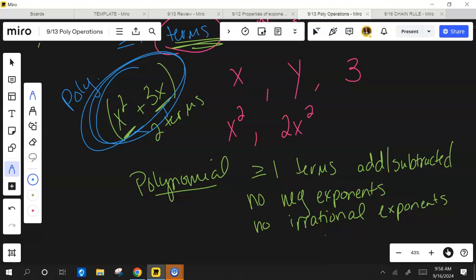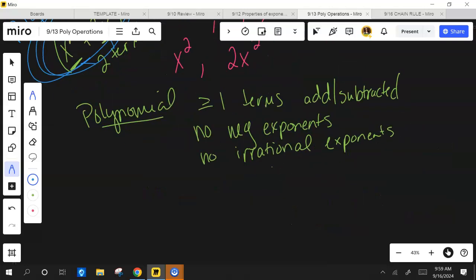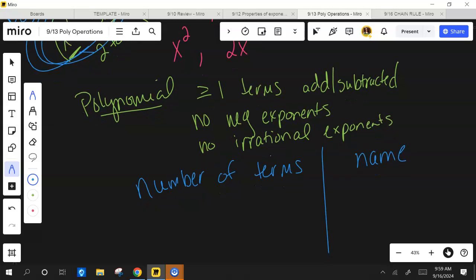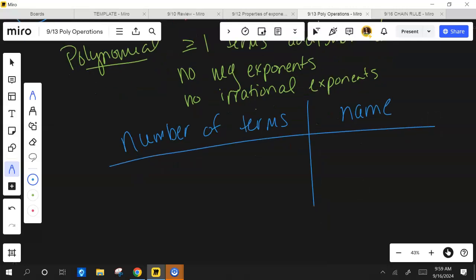Under polynomials, we classify them based on their number of terms and their degree, and we're going to talk about both of those. The number of terms gives me a specific name. This is a little chart you'll want to put in your notes somewhere. If I have one term, it is called a monomial. That's exactly right.